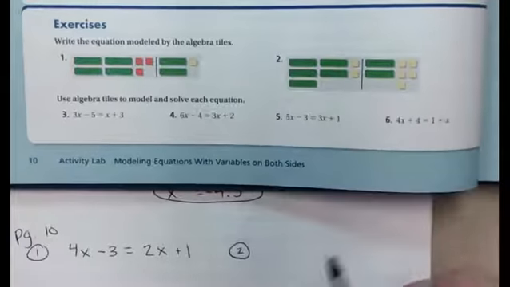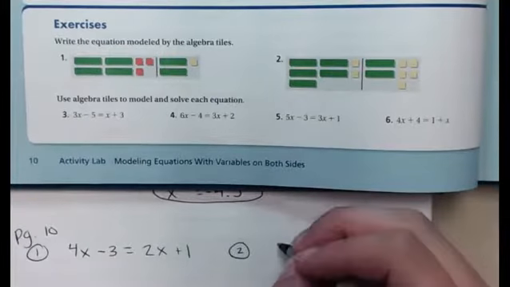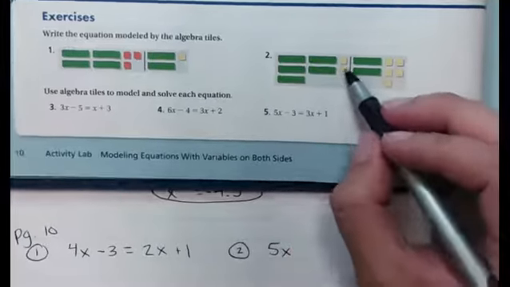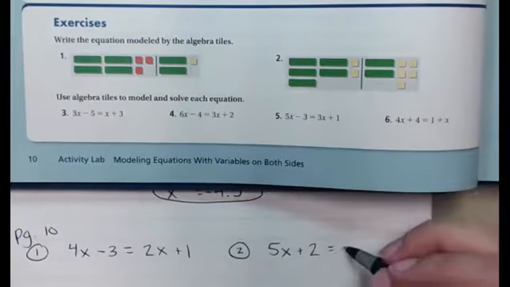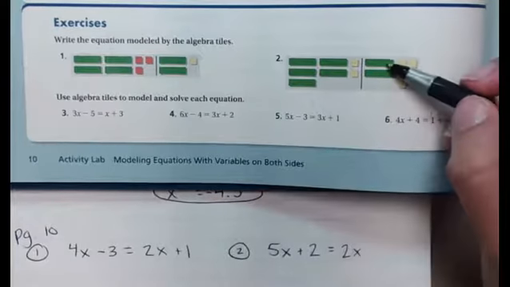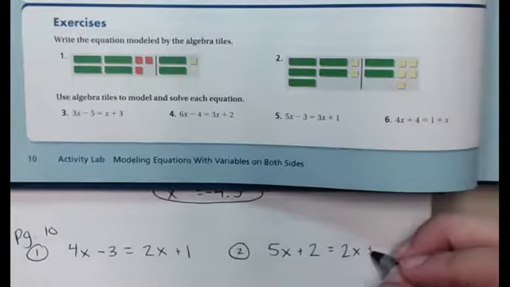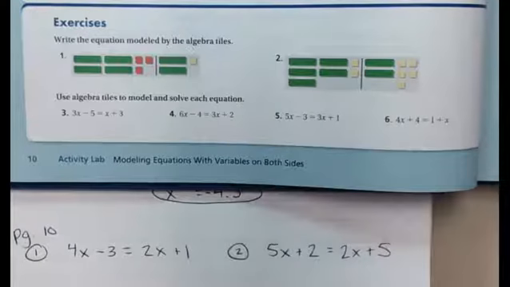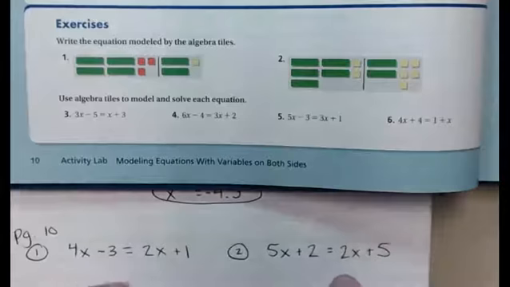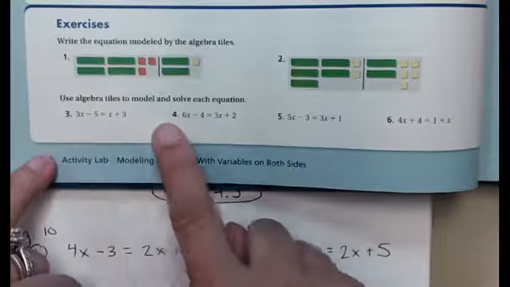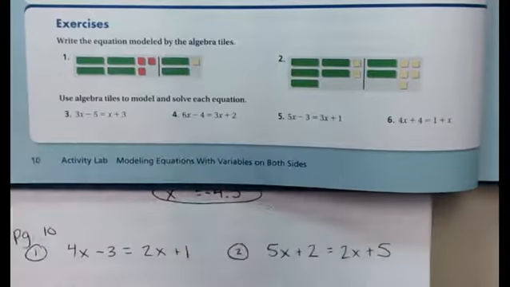Okay, let's look at the second one. So here, how many x's do I have on the left? You should have 5 x's plus 2 equals 2 x's, because those are my 2 rods, plus 5. Okay, so again, we'll have some more practice with that. Again, the EOC could show you just this, and your answer choices where you have to write them, or they could give you something like this, and you have to draw the model using algebra tiles.